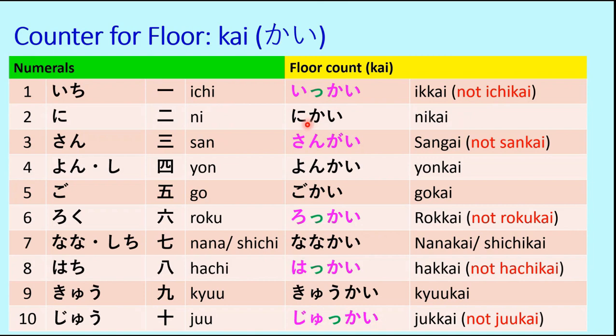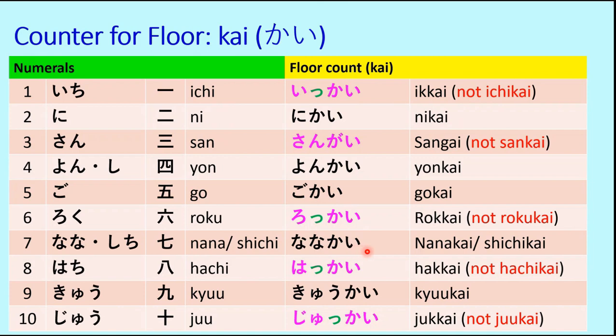Similarly, we have nikai for second floor. Again, another exception is sangai. It is not sankai, it is sangai for third floor. Next is yonkai for fourth floor, gokai for fifth floor. Again, there is an exception. It's not rokukai, it's rokkai. Again a double consonant, rokkai, for sixth floor.